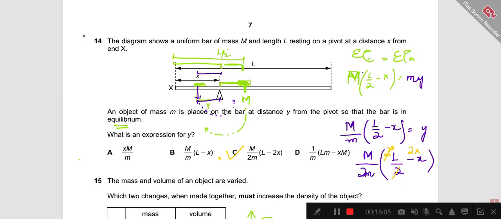So the correct answer would be M over 2m, times L minus 2x. They just went ahead with another step for this simplification. Otherwise, this also would have been a reasonable answer. In this case, option C is the correct answer.